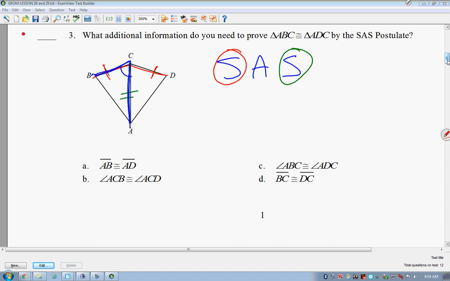Now, how do I label this angle? DCA. Good. Now, in this case, they use ACB and ACD, right? But that's the thing that I would need to know, because I already know about two of the sides, but I would have to somehow get the information here to prove that those two triangles are congruent using side angle side.